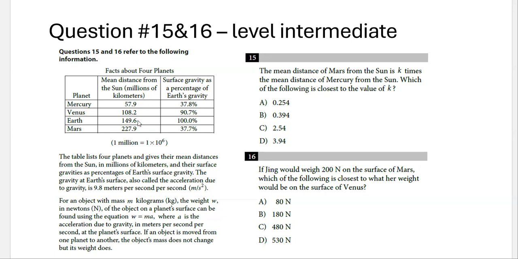Honestly, as a test-taking strategy, if you're comfortable with it, I would not recommend reading all this. Just pay attention to the table and then just glance at, oh, there's a formula here we might need, and then read the question and then come back to this blurb if you need to. Okay. Why do I say that?